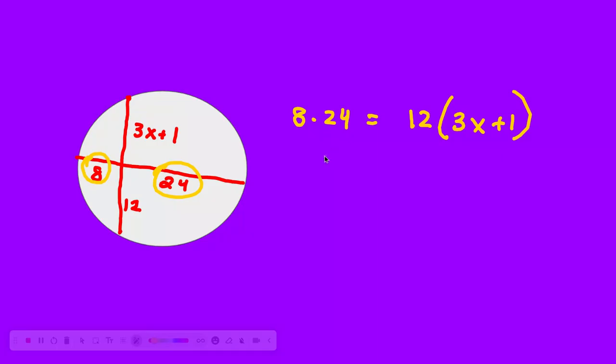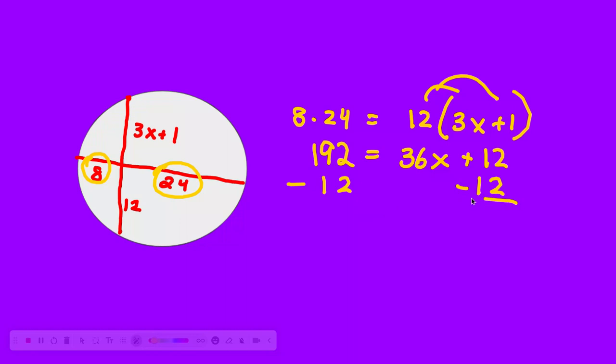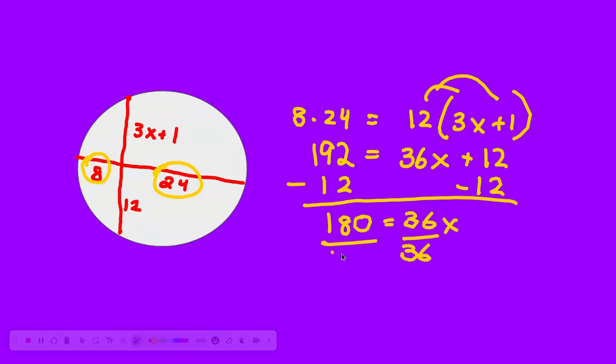So 8 times 24 is 192. And if we did 12 times 3x, we're going to have 36x. Remember, we're distributing this plus 12, and it's just algebra here. So if we minus the 12 on both sides, put a line there. Now we have 180 equals 36x. Divide 36 on both sides. Just doing algebra. And we know now that 5 equals x. So we found out what x was.